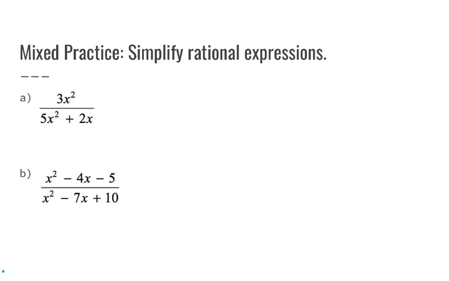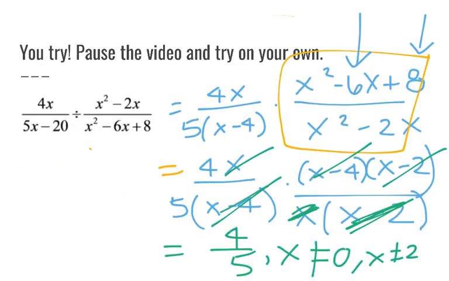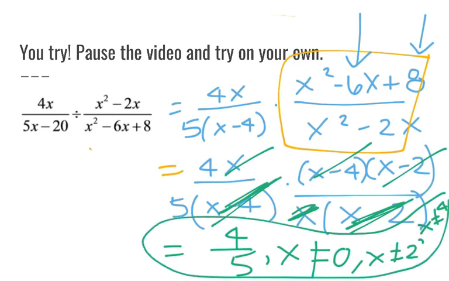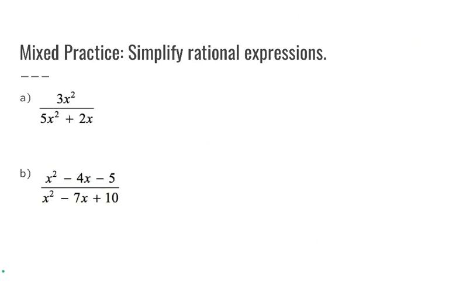Oops, when I get close to the arrow, it flips on me. And then here, x cannot equal 4. I'm going to write it up so I don't accidentally flip the page. So x cannot equal 4. As long as you have those 3 conditions on there, then your answer is 4/5, and you're good to go. Okay, cool. Let's put it all together.